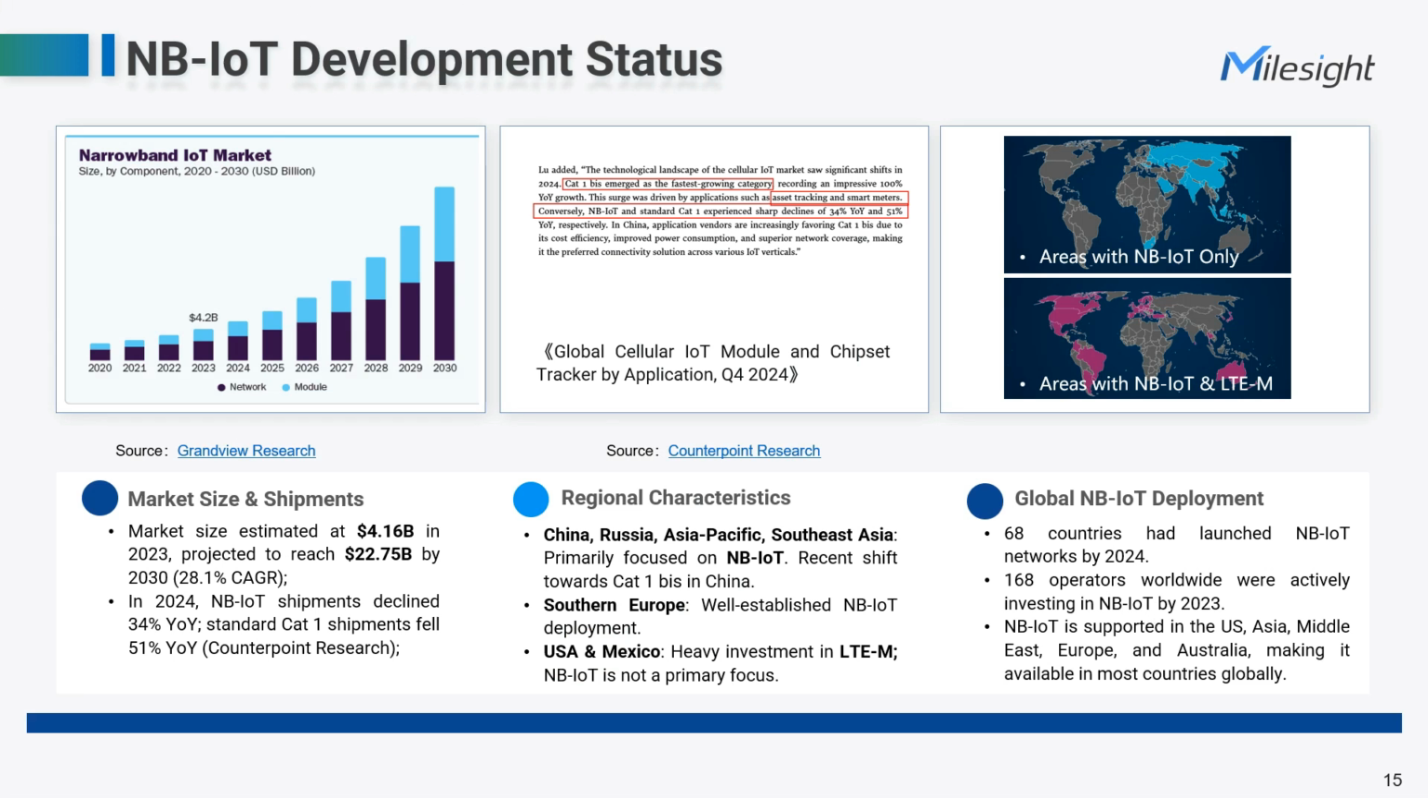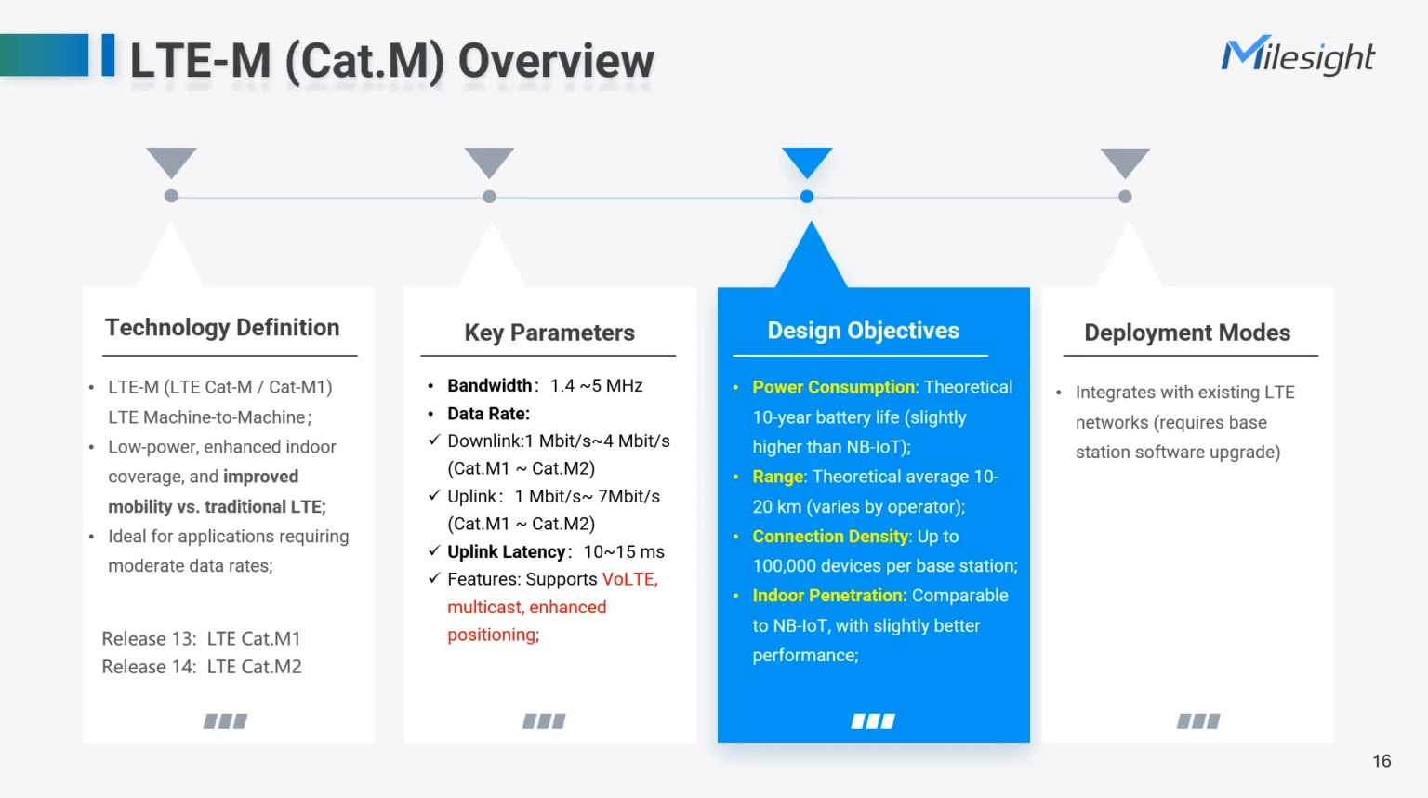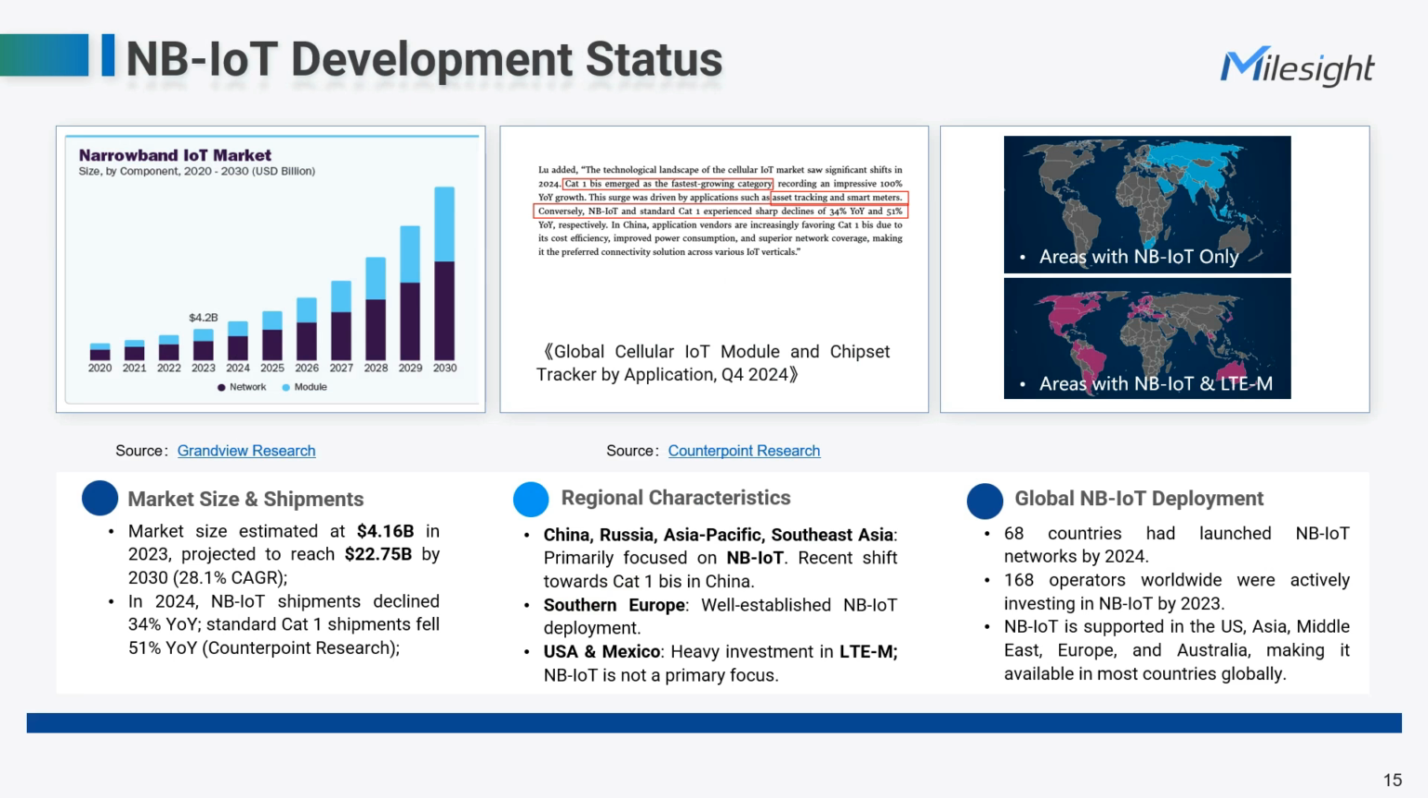The story for NB looks pretty different depending on where you are in the world. Globally, the market was estimated at about $4 billion in 2023, and it's projected to grow to over $22 billion by 2030. That's a solid compound annual growth rate. But, and this is a big but, if we look at the real-world shipment data from Counterpoint's latest 2024 report, the picture on the ground is changing fast.